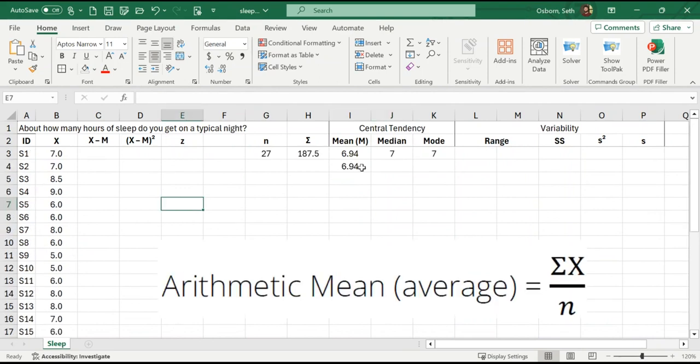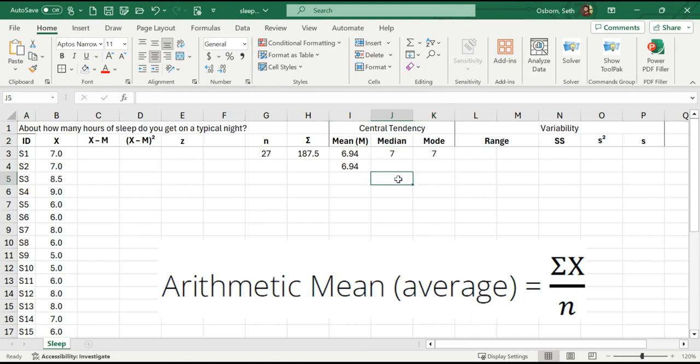These are college students, so it's probably not surprising they get fewer than 8 hours of sleep. And the mean, median, and mode largely agree. They're pretty similar. In this particular class of students, it's about 7 hours of sleep per night on average.